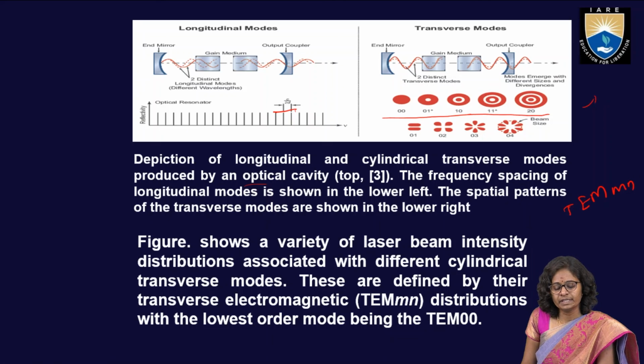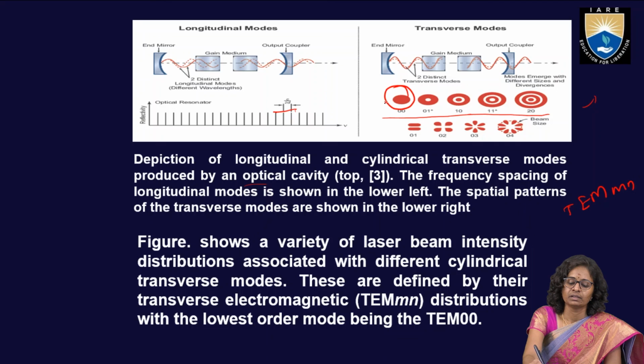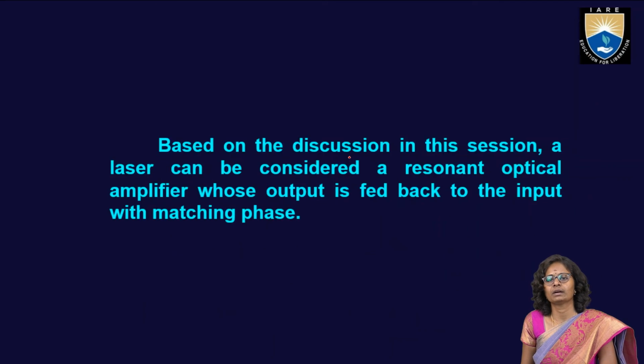The figure shows a variety of laser beam intensity distributions associated with different cylindrical transverse modes. These are defined by their transverse electromagnetic, TEM, distributions, the lowest order mode being TEM00, which has the most intensity compared to all others. Based on the discussion in this session, a laser can be considered a resonant optical amplifier whose output is fed back to the input with matching phase.